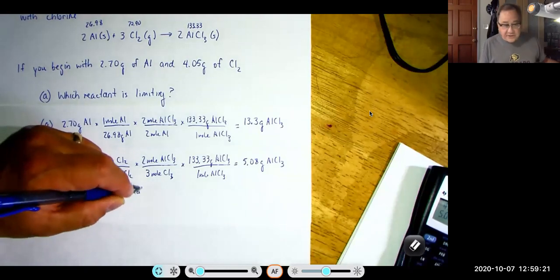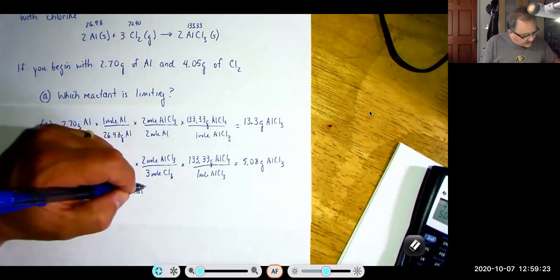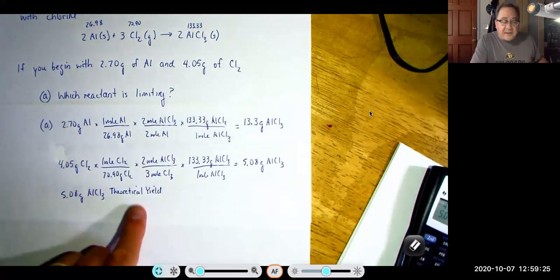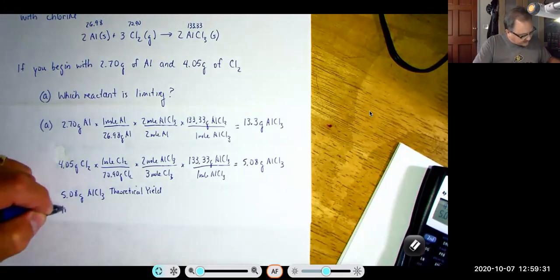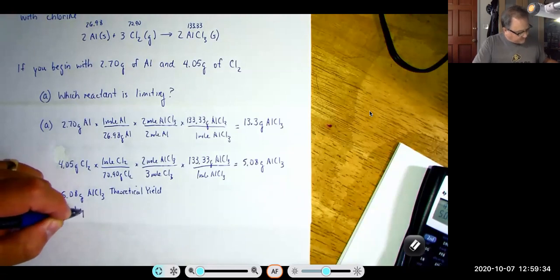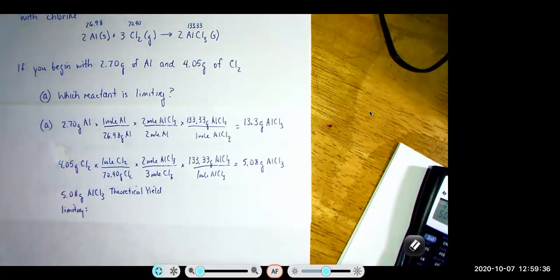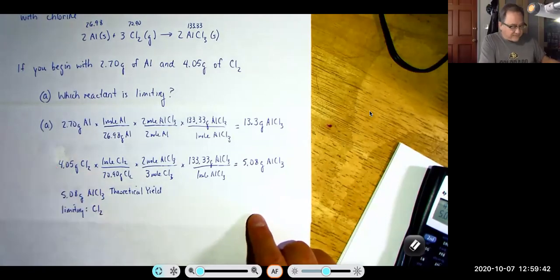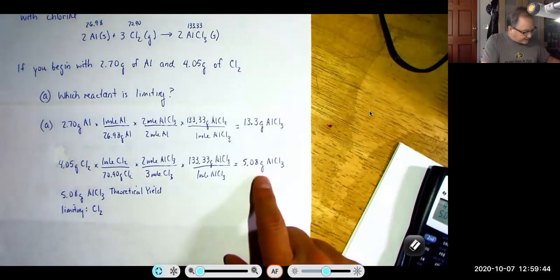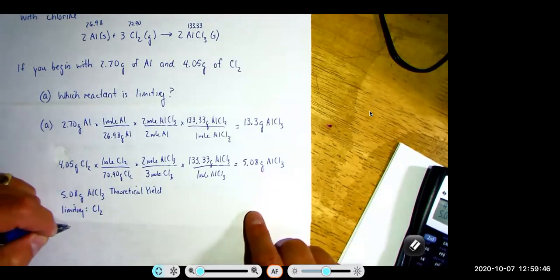Another term that you need to know, this is how much of the product you expect to make based on the limiting reactant. What's limiting? Would be the aluminum? No. Chlorine. Oh, chlorine, sorry. Because it gives you the least. Which one's in excess? The aluminum is in excess.